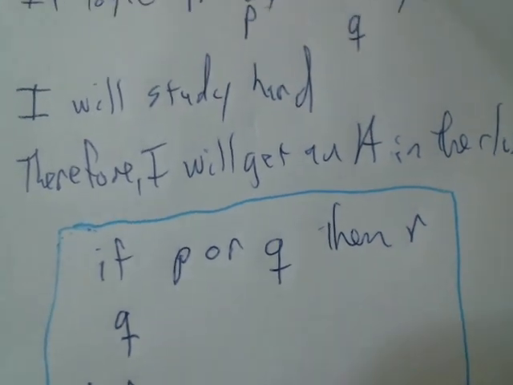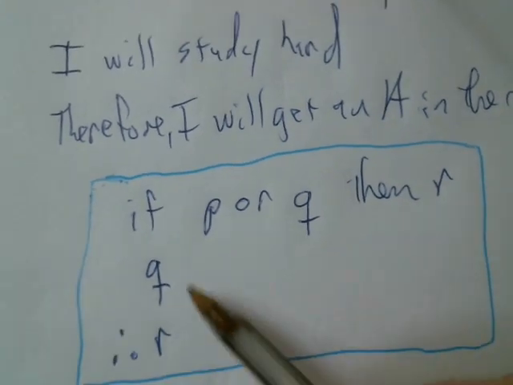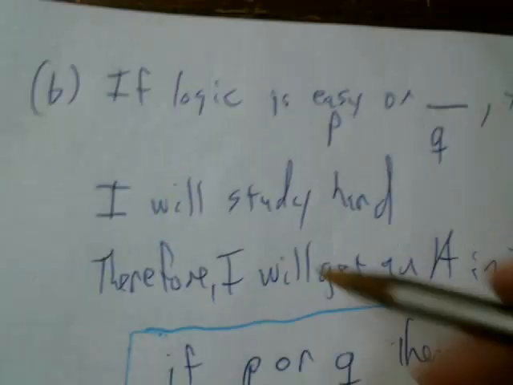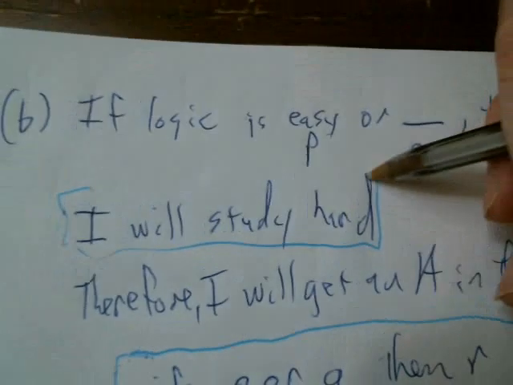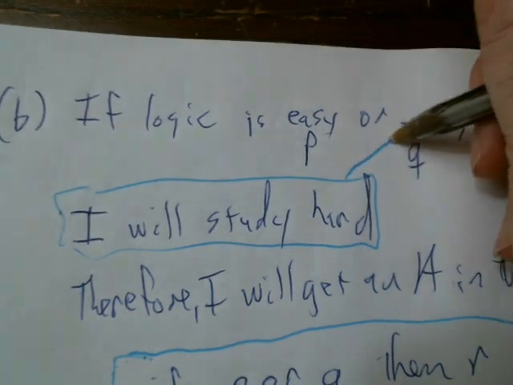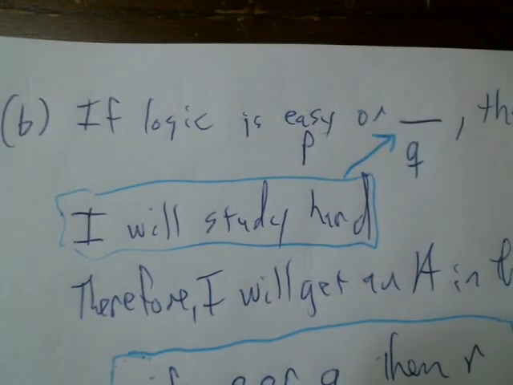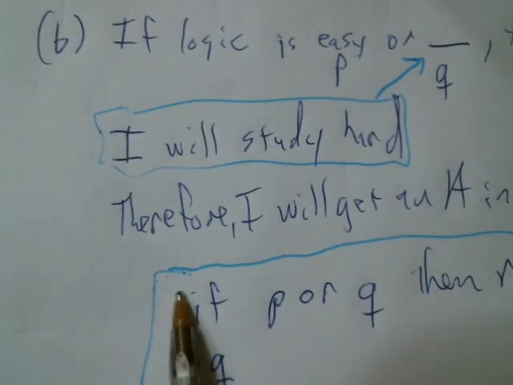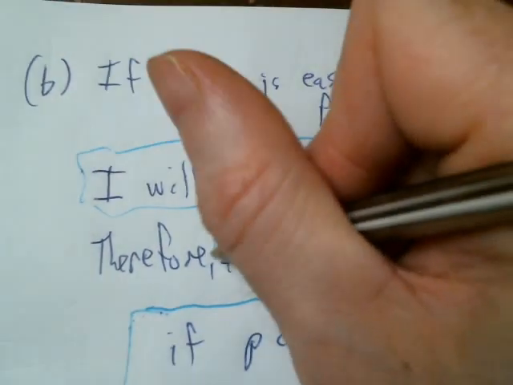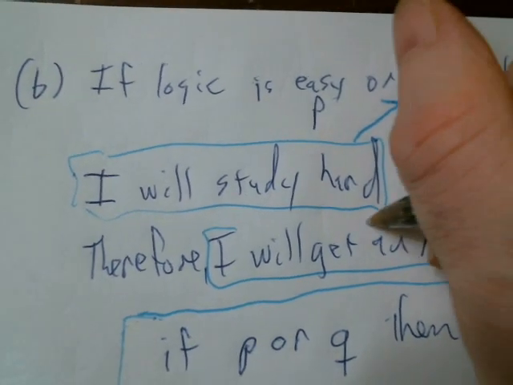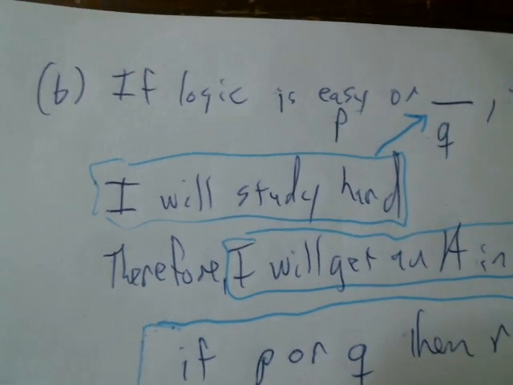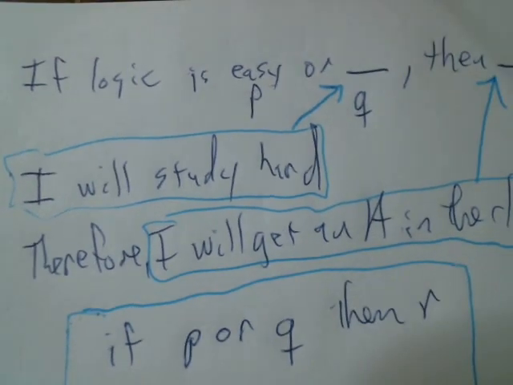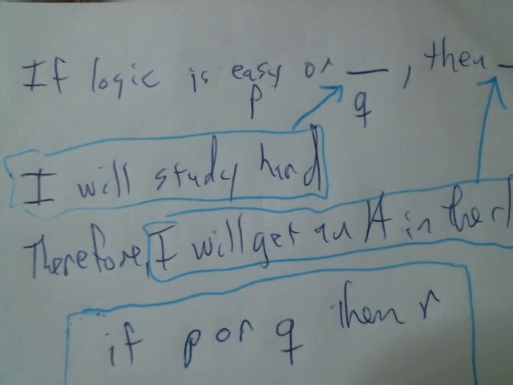Okay, so let's take a look. The second statement should be Q. So this Q thing, I will study hard, must go into this blank. Right? So if logic is easy or I study hard, then R. So what is R? R is this conclusion part right here. I will get an A in the class. Right? So we can fill in the blanks. There's no real thinking involved. This is not critical thinking.